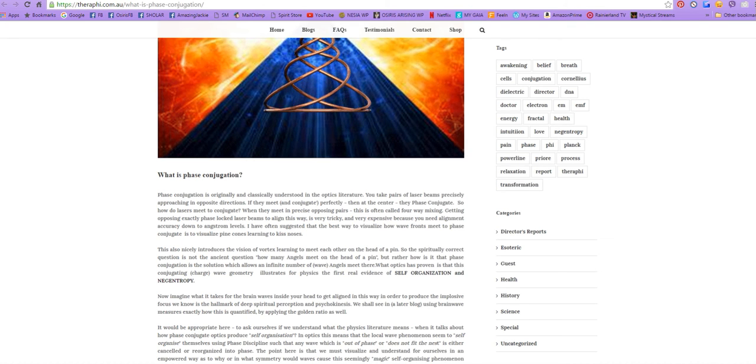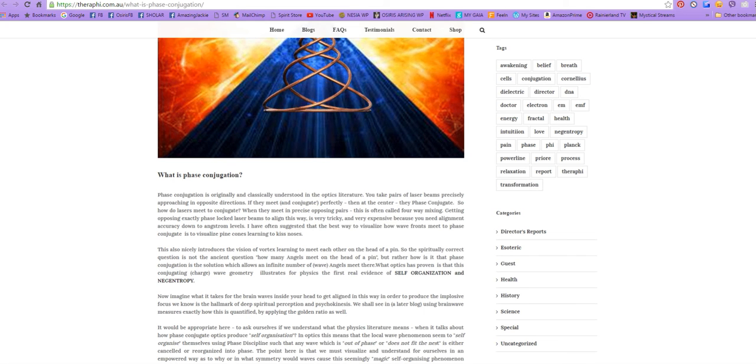Phase conjunction is originally and classically understood in the optics literature. You take pairs of laser beams precisely approaching in opposite directions. If they meet and conjugate perfectly, then at the center, they phase conjugate. So how do lasers meet to conjugate? When they meet in precise opposing pairs, that is often called four-way mixing. Getting opposing, exactly phase-locked laser beams to align this way is very tricky and very expensive because you need alignment accuracy down to angstrom levels. Sounds like a town in Sweden.